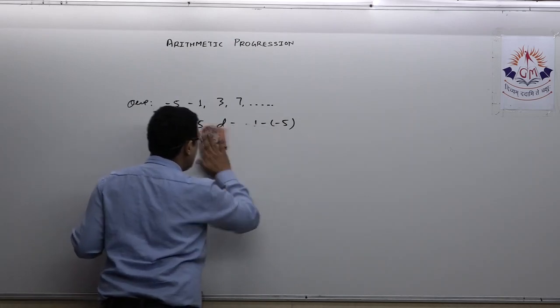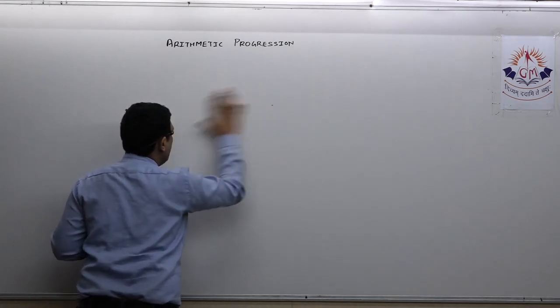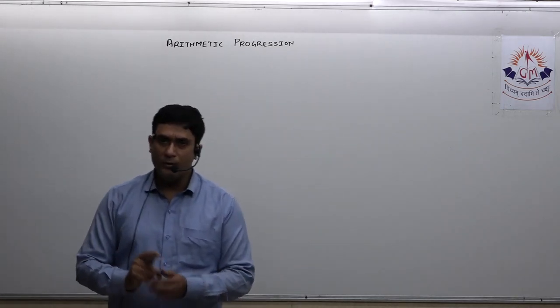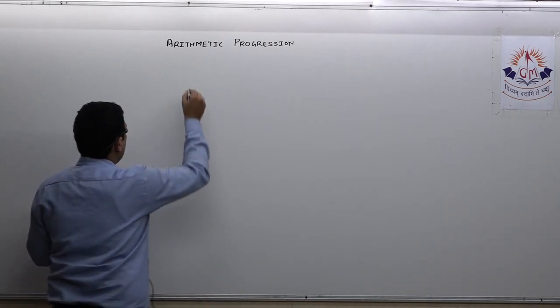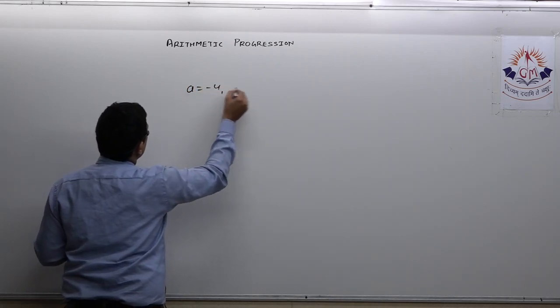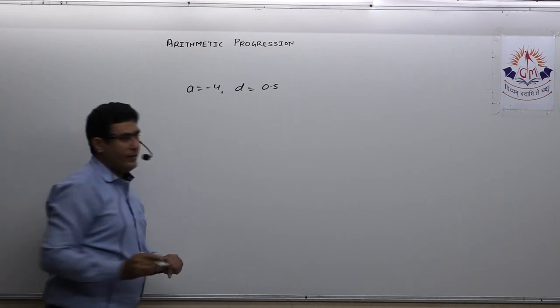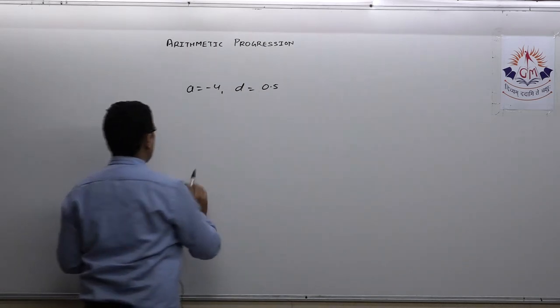Okay, now the second type of question. That means directly A and D will be given to you and they will ask you to find the next 3 terms. A will be given to you, that means the first term will be given to you as well as the common difference. Let us say A equal to minus 4, D is equal to 0.5. Then find the first 4 or 5 terms of the AP.